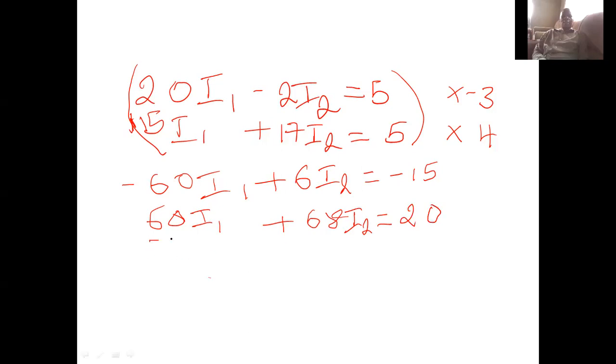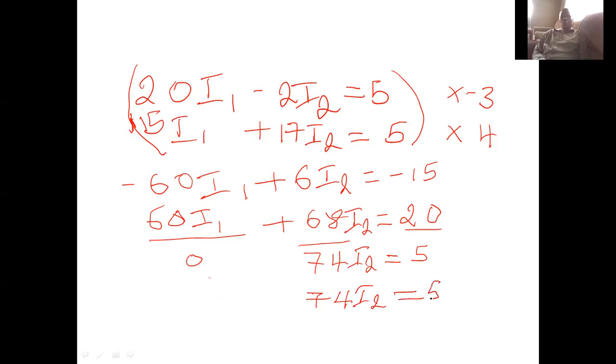So we can add. If we add, this one becomes 0. If you add 6 plus 68, this gives us 74 I2. It is equal to negative 15 plus 20. When you add this, it gives us positive 5. And therefore, we can say 74 I2 is equal to 5.